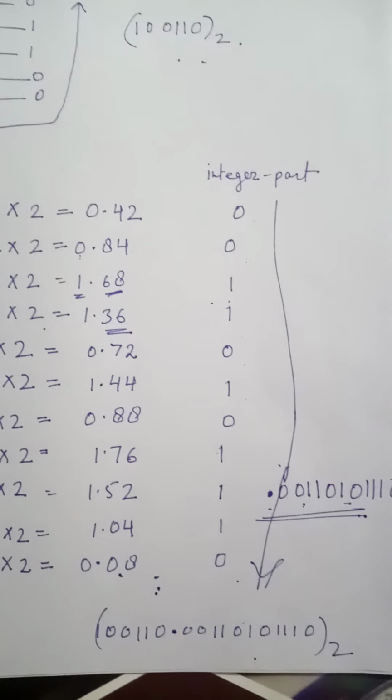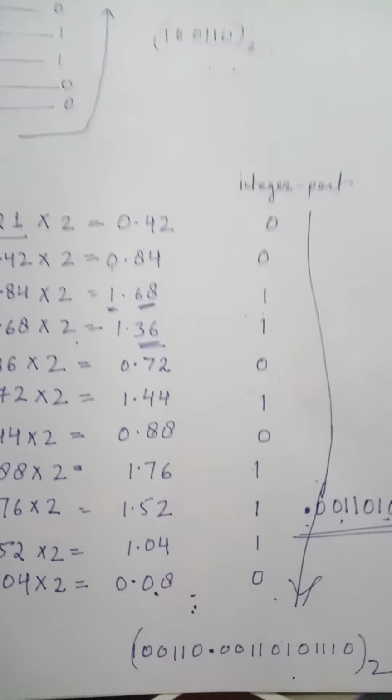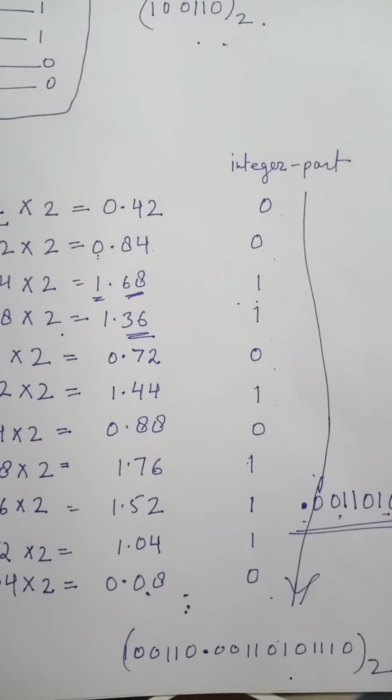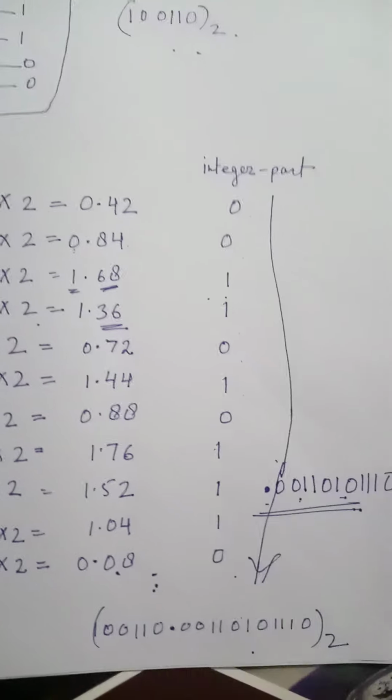So if you are getting the fractional part again and again, then you will be calculating that till 10 places only.